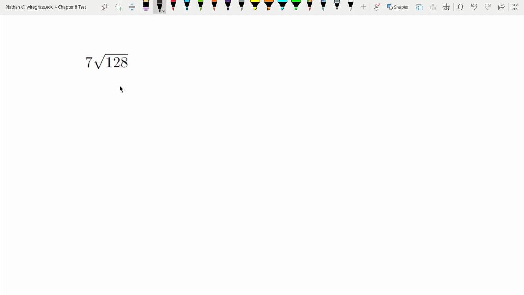We need to simplify this radical down, and the way we're going to do that is to take out as much of this 128 as possible. We have a square root here, so we're looking for groups of 2 in the prime factorization. So 128, I can divide a 2 out of there. Just use a calculator for that.